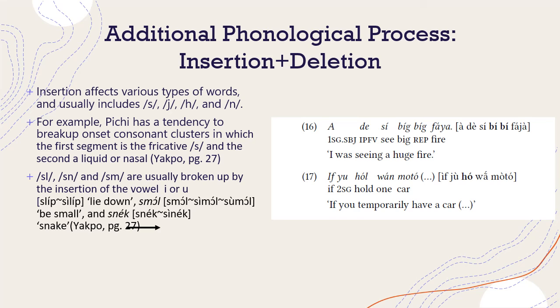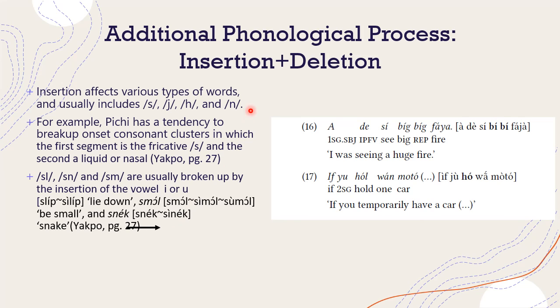So we can see here, I'll get my little pen out, something that would be sleep would become sleep, lie down. So we can see where that I right here is going to be inserted there to break that up, which is also a syllable motivation, which I talked about earlier. And then here we can see SM going from small to small, and then another version of that here.